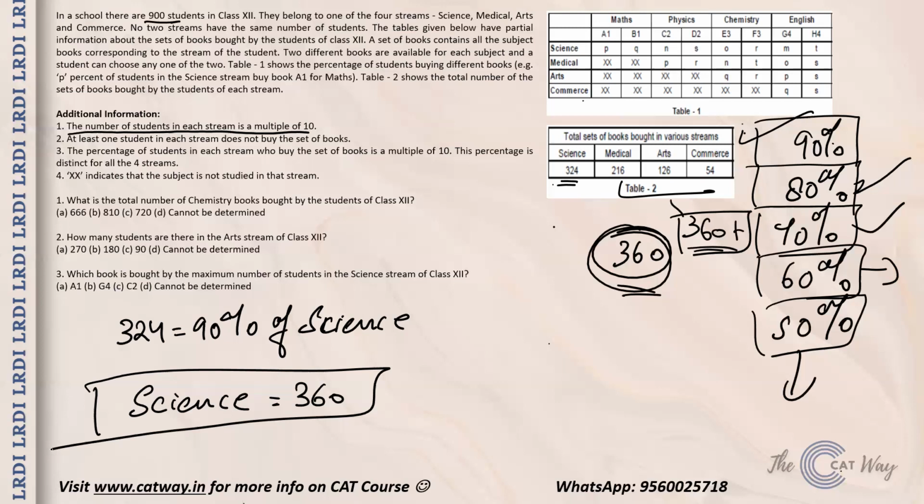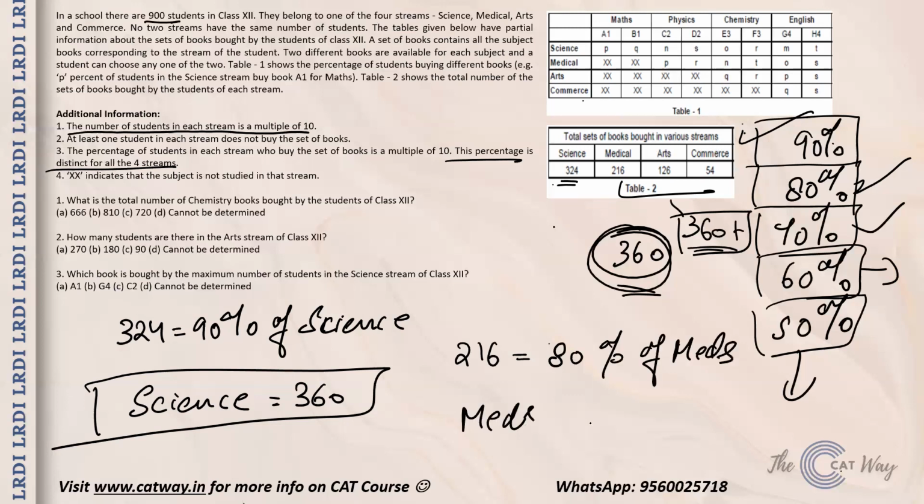Now you go to medical. Now 100 is not possible. Similarly, 90 is also not possible. Why? Because the percentage is distinct for all four streams. So what they can have is a maximum of 80% of their students bought the books. So if 216 students have bought and they are 80% of medical, then the total students in medical is 270. The total students in medical is equal to 270.